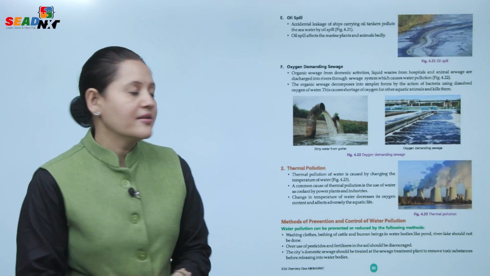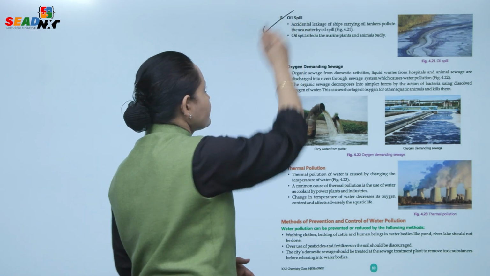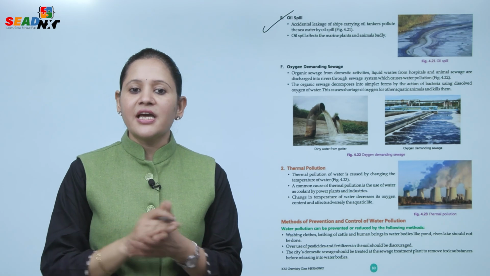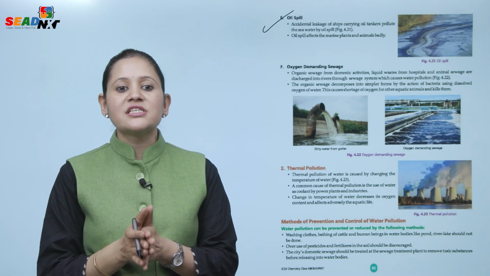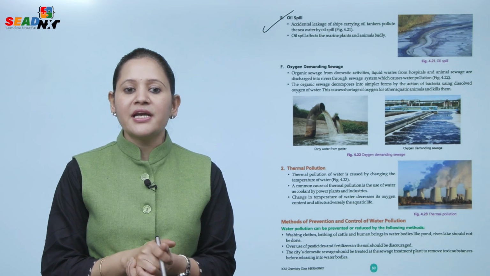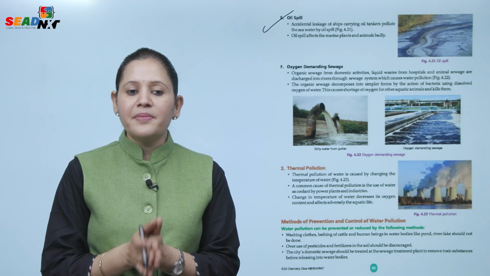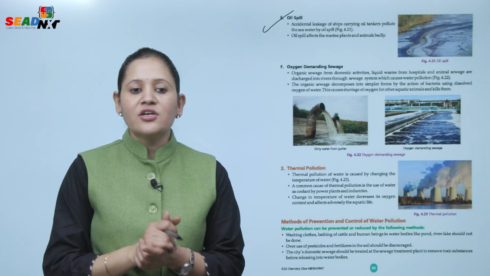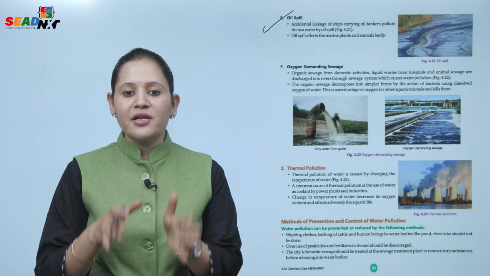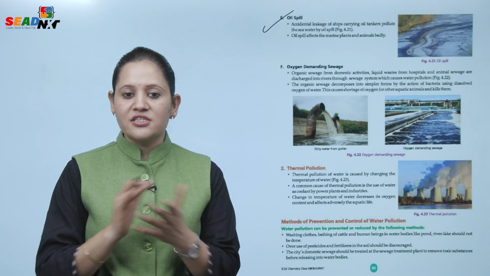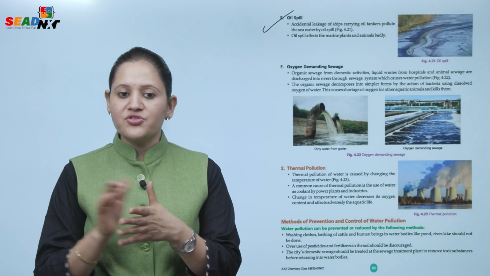Next, oil spill. Sometimes the accidental leakage from a ship carrying an oil tanker pollutes the sea water by oil spill. Oil spill affects marine plants and animals badly because the oil makes a layer on the water, so the plants and animals living in that water will not get oxygen, so they will die eventually.